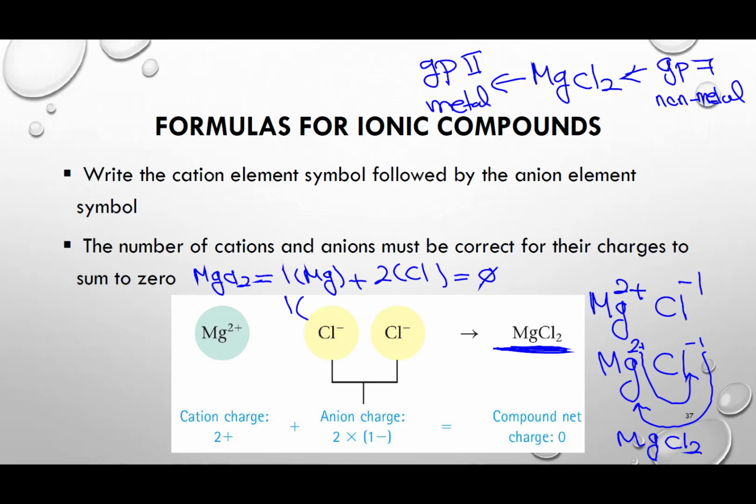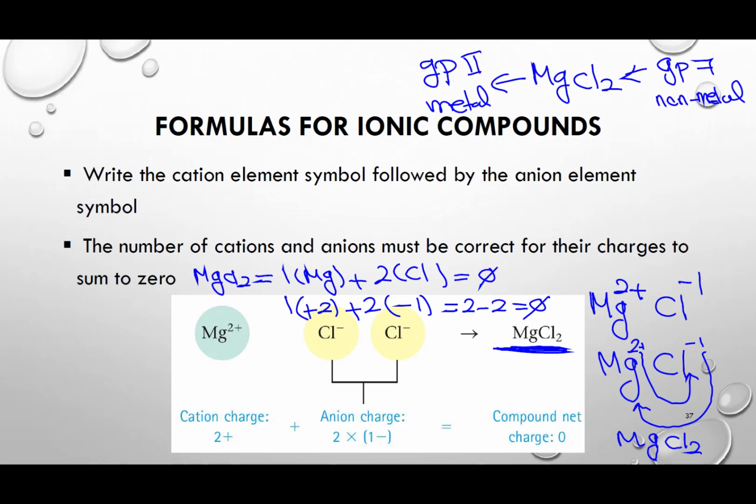Then what is the charge of magnesium? Magnesium is in group 2, it's a metal, it's +2. Chlorine is in group 7. It's a non-metal, it's -1. Then look here. 2 minus 2 is 0. That's what we mean by, if you wrote the formula for an ionic compound correctly, the sum of the charges has to be 0.